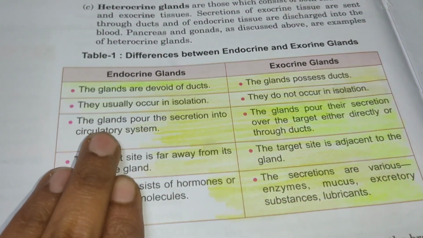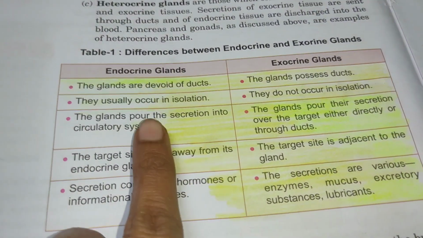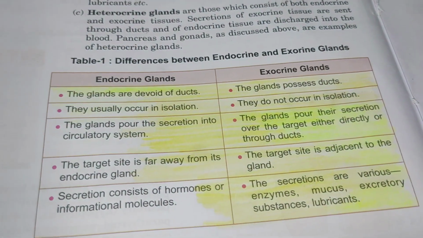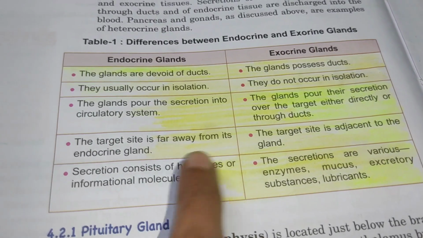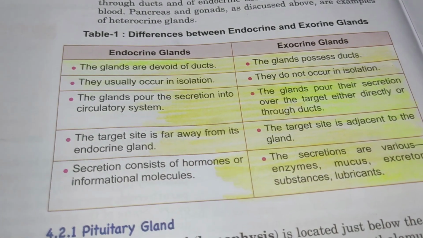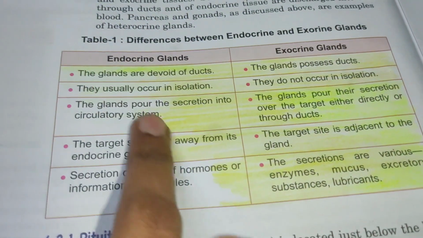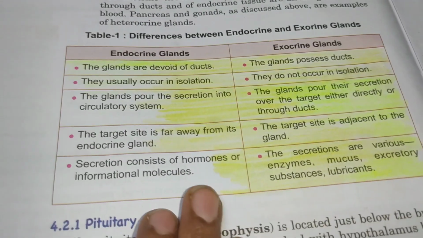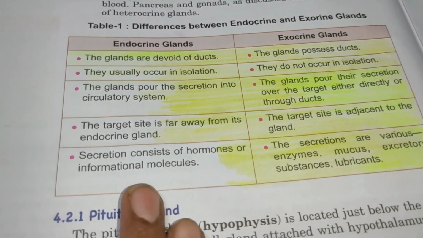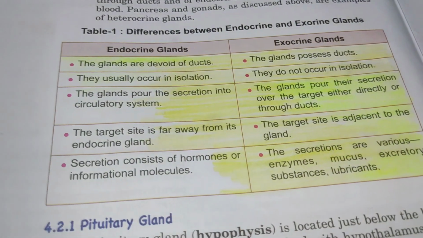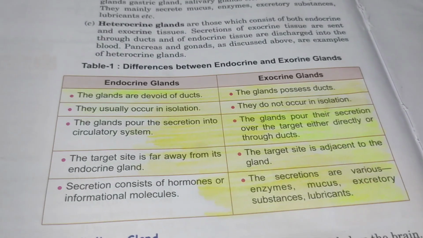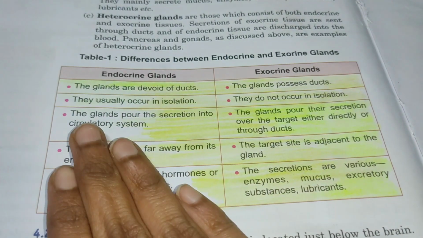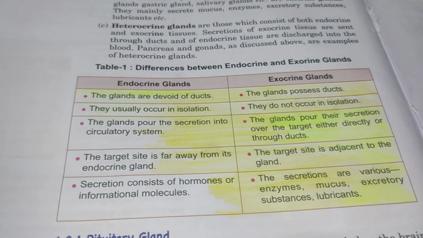Endocrine glands will pour the secretion into the circulatory system through blood. Here, in exocrine, it will go to the target directly through ducts. Here the target site will be very far from the endocrine glands, and the blood will carry it. Here it will be very near. The secretion consists of hormones or informational molecules. The secretions of exocrine glands contain enzymes, mucus, excretory substances, lubricants, etc. So this is about endocrine and exocrine glands.